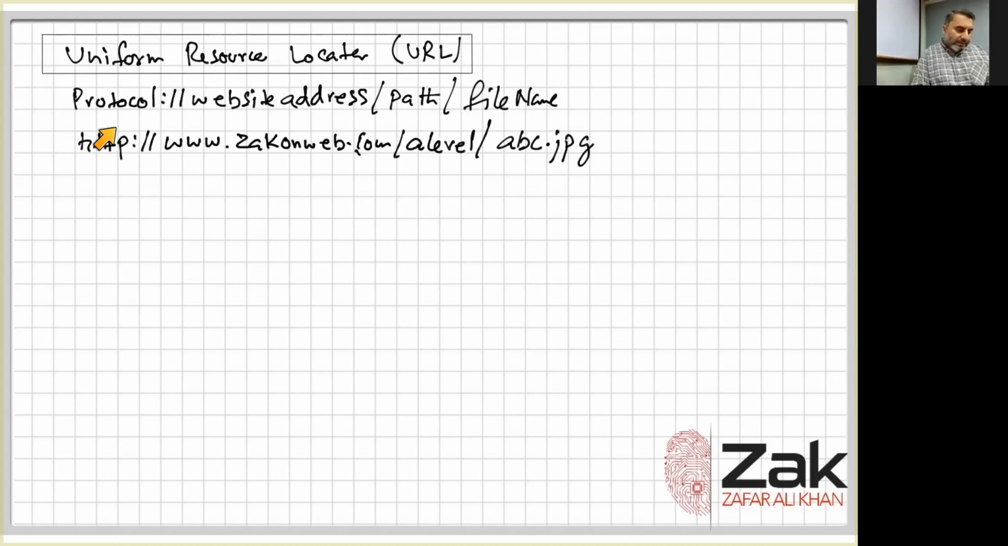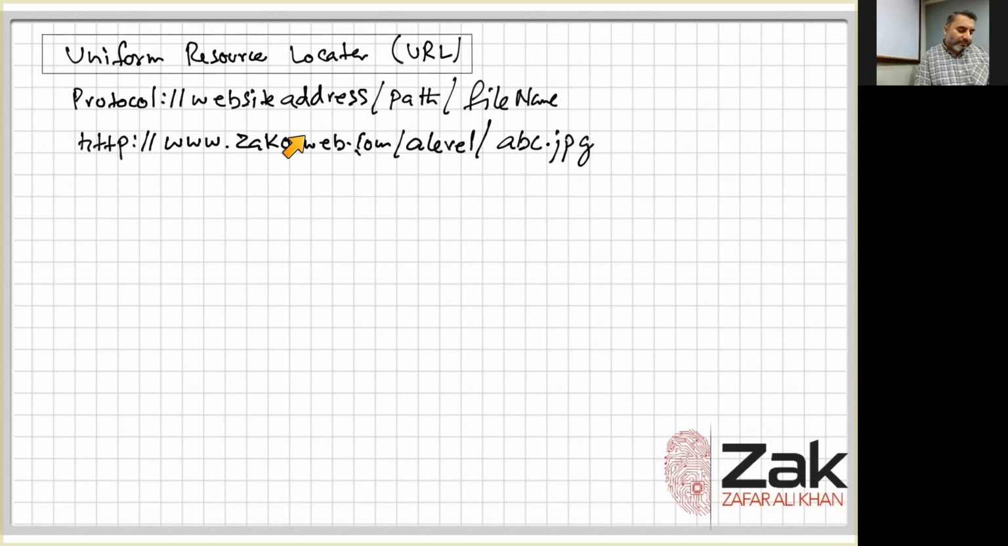The protocol is usually HTTP or HTTPS if it is secure. The website address is www, which is the domain host, and then the name of the website. This is the domain name, and then the domain type. In this case, it is .com. It might be .org, .pk, .uk, .net, .gov, and so on and so forth.